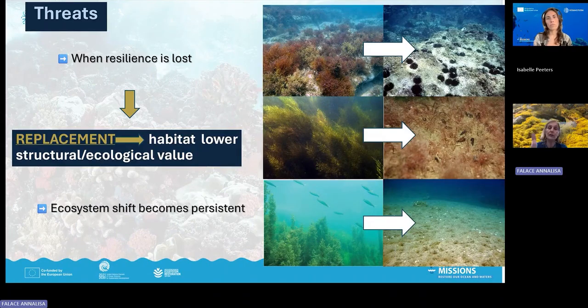So you have a shift from a very biodiverse and complex habitat of high ecological value to a simplified habitat, mainly characterized by turf species, turf-resistant species, or barren ground with only the presence of sea urchins, like, for example, in this photo.